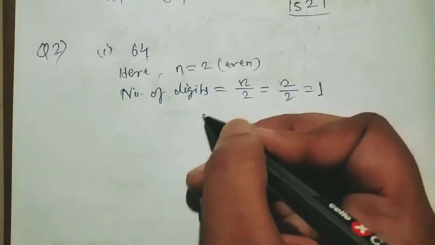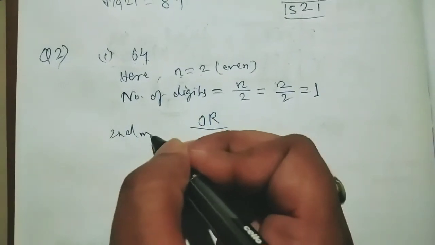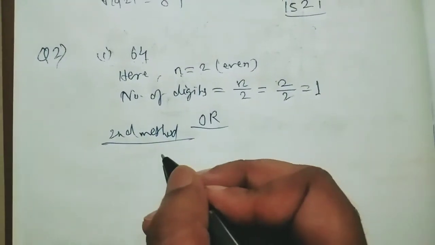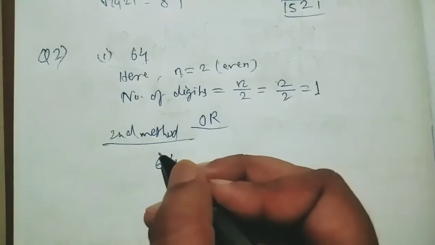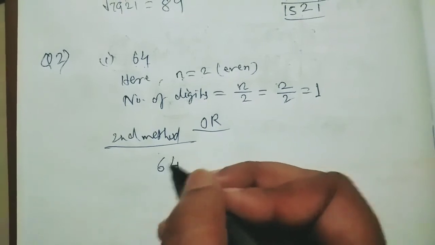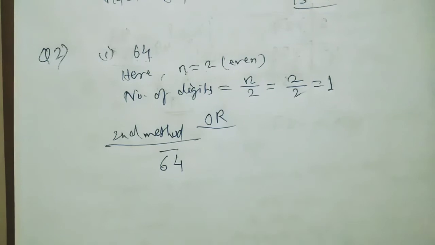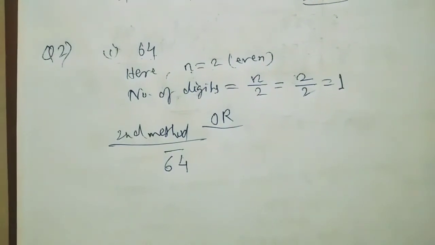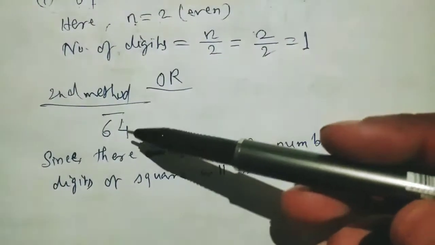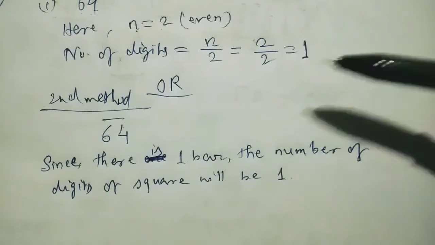Another process is what? I am writing here, the second method. So you have to put only a bar over the number. Okay. So make the pairing with the bar. So here from this side, there are two numbers. That means 1 bar. So if there is one bar on the number, that means it has only one digit. Now let's see how to write the second method. You have to put the bar on the number. Since there is 1 bar, the number of digits of the square root will be 1.